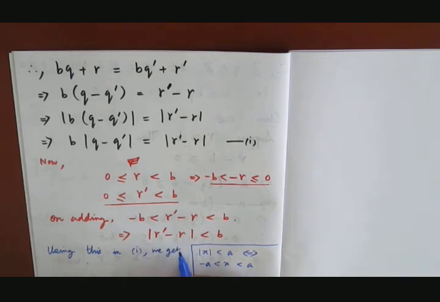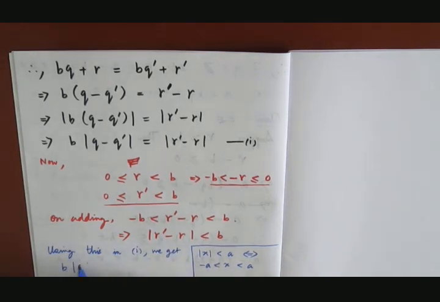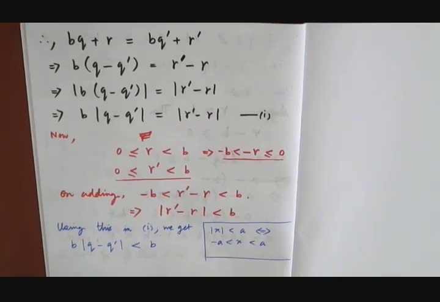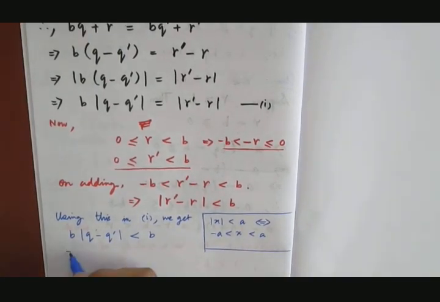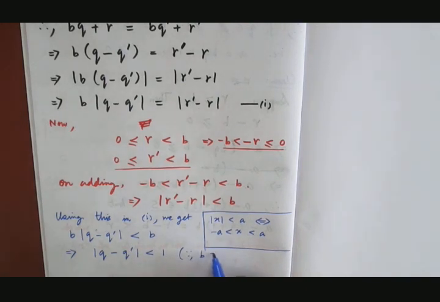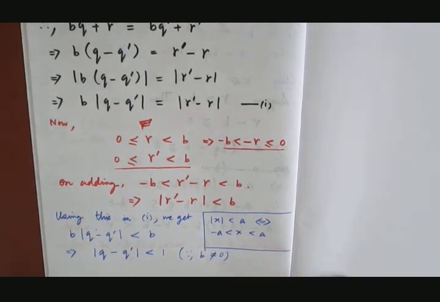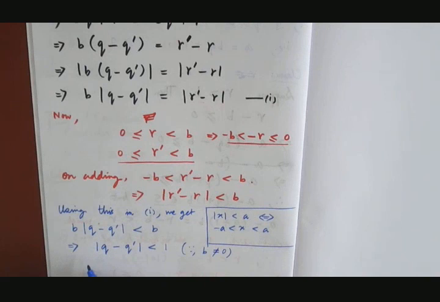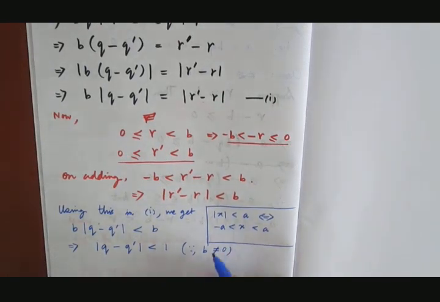we get, what will I get? b times modulus of q minus q dashed, and this is less than b. Since b is non-zero, I can cancel b from both sides to get modulus of q minus q dashed is strictly less than 1. Right? I can cancel b, and you see one thing, b is definitely positive also, or else the inequality will change. So since b is greater than 0.